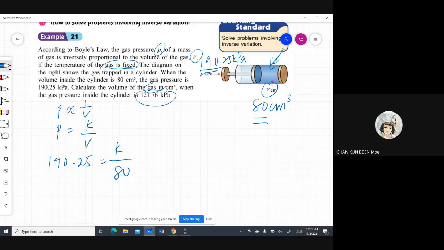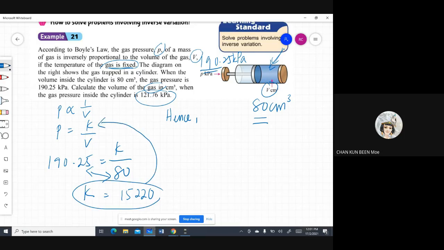So the K, after you press the calculator, is 80 times 190.25. You will get 15220. Okay, so hence the equation, you have to substitute the K here. P is equal to 15220 over V.